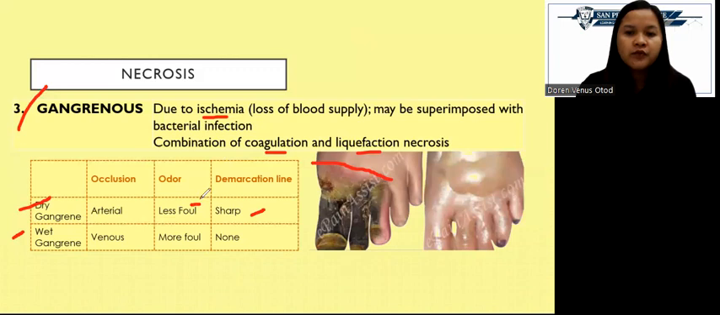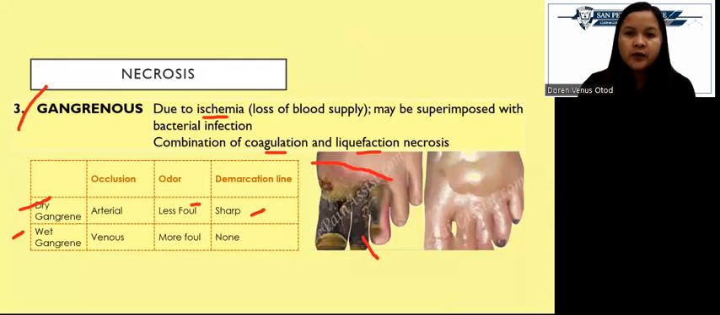And for the occlusion, it is arterial occlusion. And the presence of discoloration, class, like this, it is color black. This is due to the release of black pigments or blood pigments.